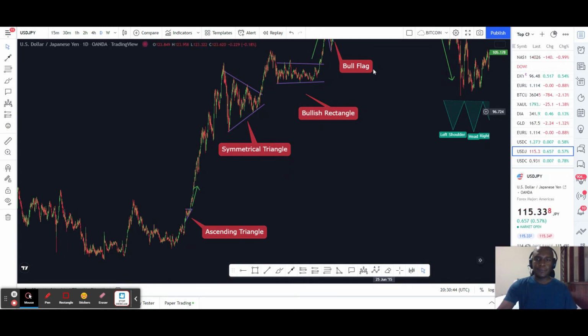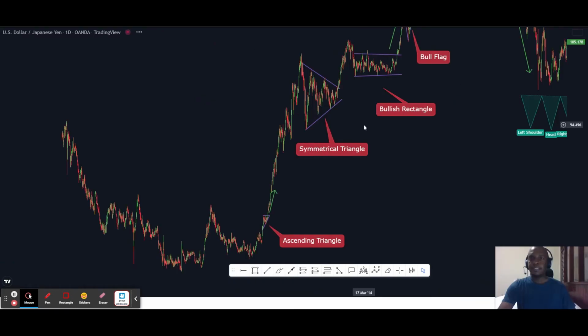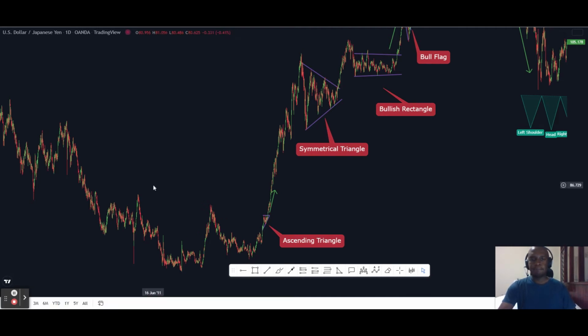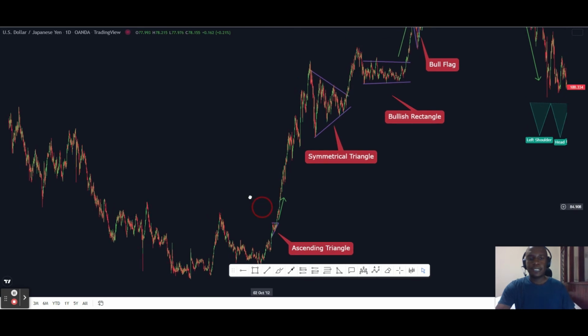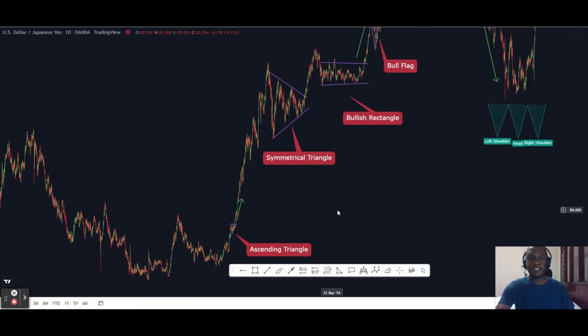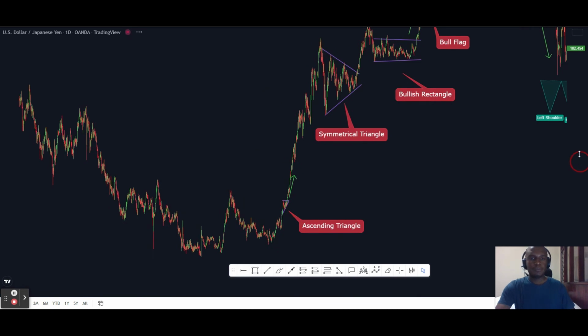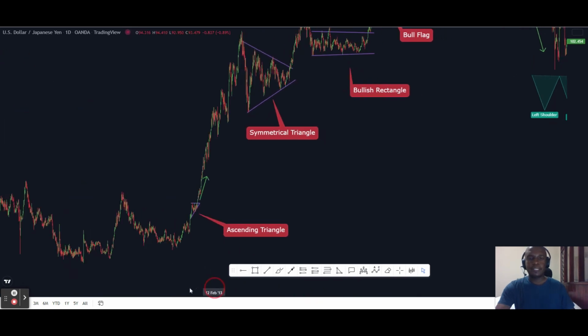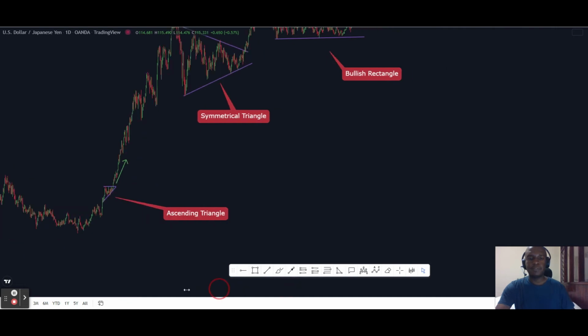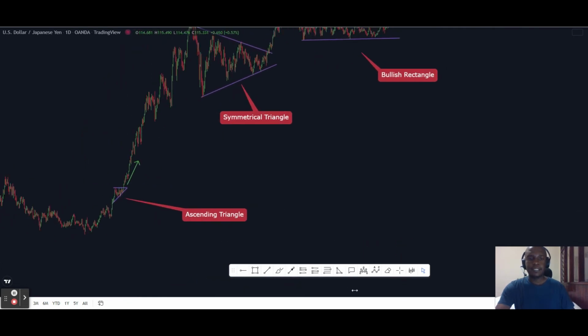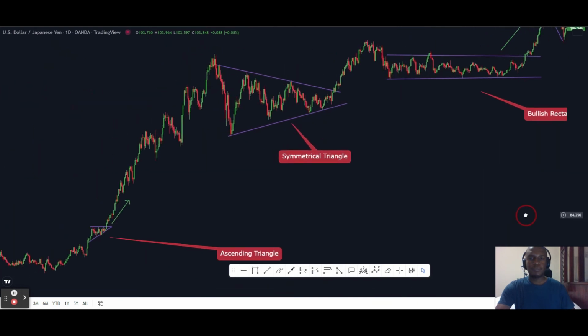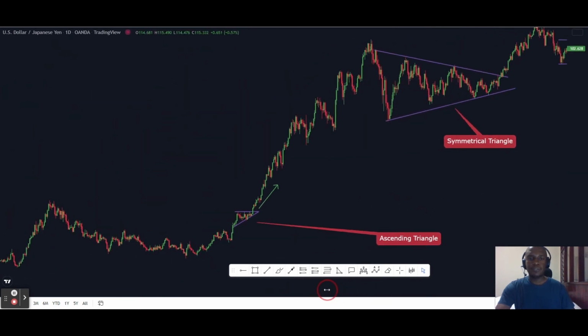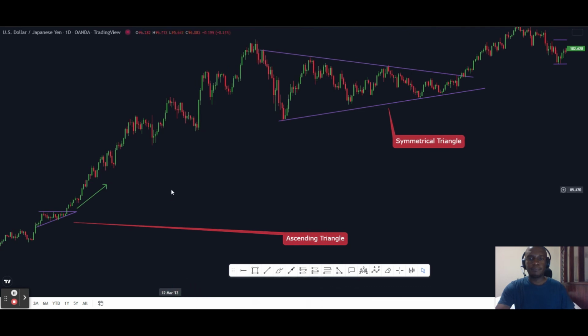Welcome back, guys. We are now within the charts and we're going to be looking at the US dollar, Japanese yen. Looking at this chart of the US dollar, Japanese yen, we're going to zoom in a bit so we can notice and pick up those chart patterns we talked about. Just want to zoom in a little bit so that you can see properly.